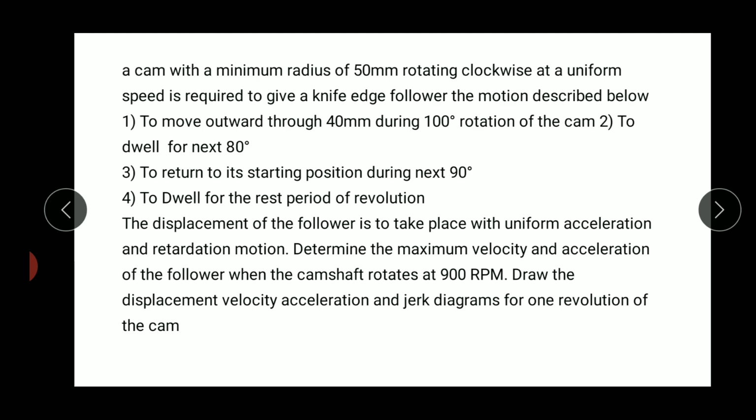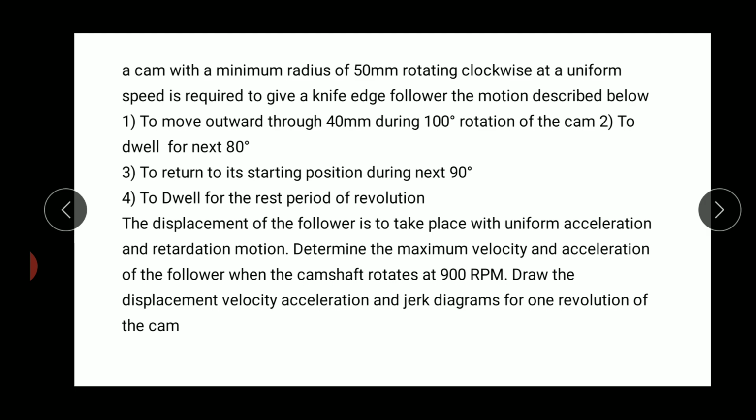Determine the maximum velocity and acceleration of the follower when the camshaft rotates at 900 rpm. So 900 rpm is the angular speed of the cam, or angular speed of the camshaft. Draw the displacement, velocity, acceleration and jerk diagrams for one revolution of the cam.